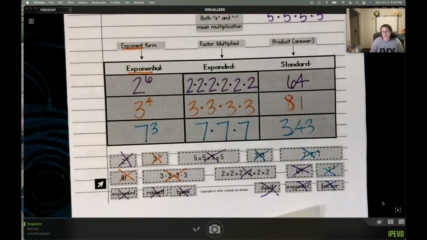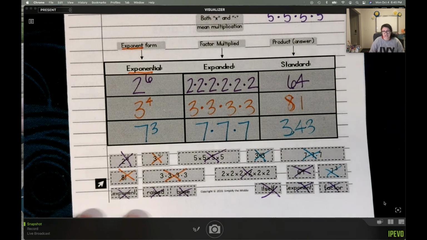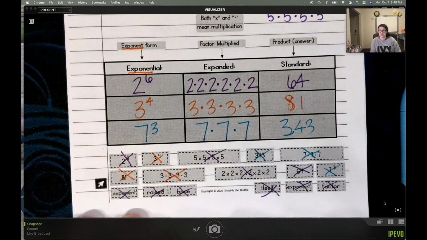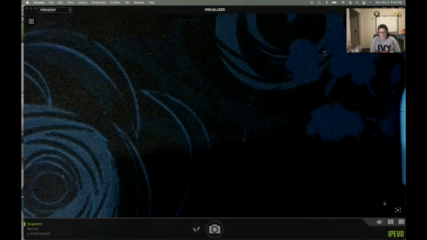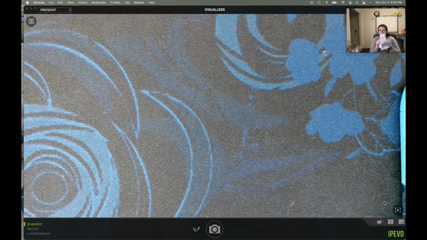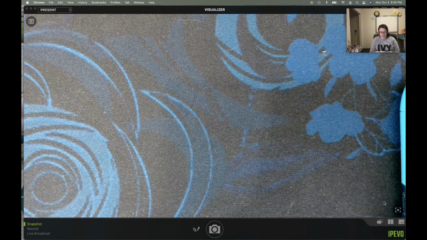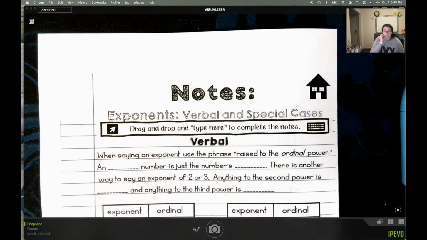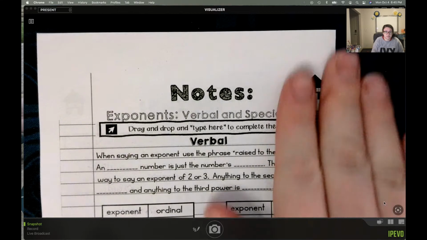If you need to go back, rewind, pause the video to catch up, please be my guest. Otherwise, I'm going to move on to the next page where we're looking at how do we talk about this? How do we say these different mathematical things that we're learning now? So let's open up our pamphlet. We're going to look at the side that says exponents, verbal and special cases.